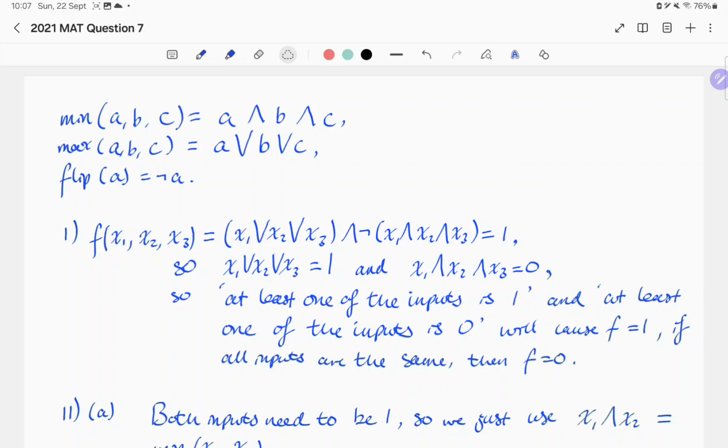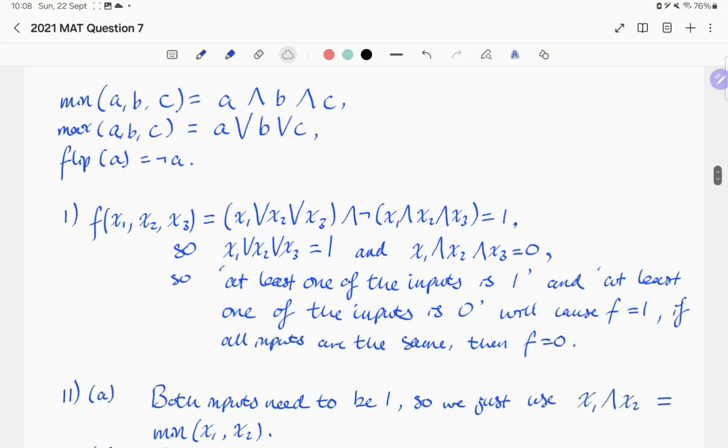So, firstly, we have part 1. F of x1, x2, x3 is equal to x1 or x2 or x3 ANDed with not of x1 and x2 and x3, which is equal to 1. Therefore, x1 or x2 or x3 is equal to 1, and x1 and x2 and x3 is equal to 0. So at least one of the inputs needs to be 1 for the left-hand side to be true, and at least one of the inputs is 0 needs to be true for the right-hand side to be true. And therefore, if all of the inputs are the same, f produces 0, and if they are different, then f produces 1.